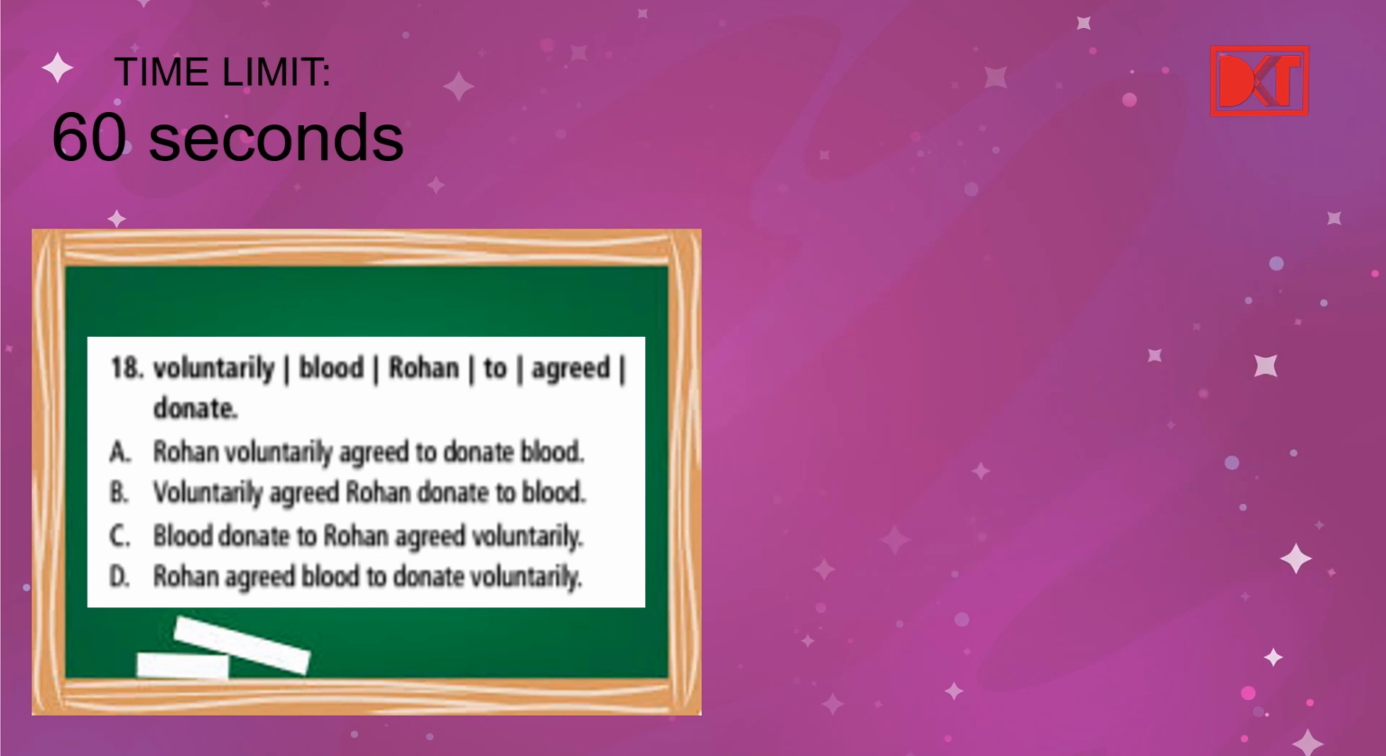Okay, here you see: voluntarily blood Rohan to agree donate. We start off with the subject Rohan. Let's read the sentences. A starts with Rohan. Rohan voluntarily agreed to donate blood. Makes sense. D. Rohan agreed blood to donate voluntarily. Doesn't make sense. Correct answer is A. Rohan voluntarily agreed to donate blood.